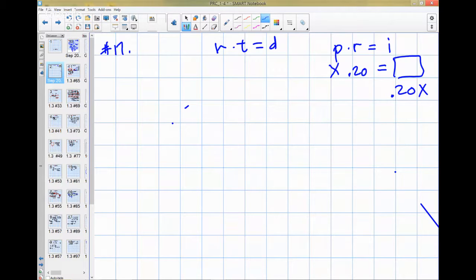Number 21 is similar, so I'm going to throw that on. Somebody asked about 21, and they said it's the wording again, and I'm sure that's half the difficulty in an assignment like this.